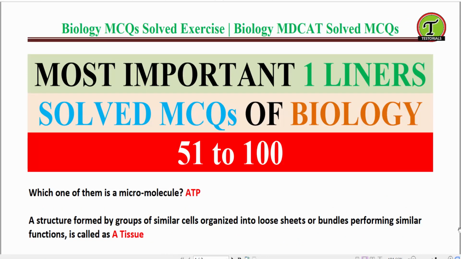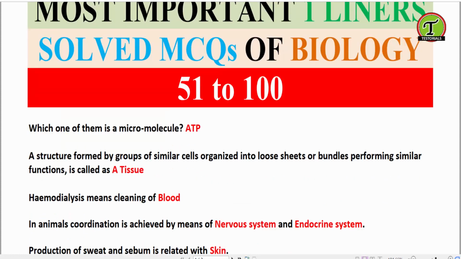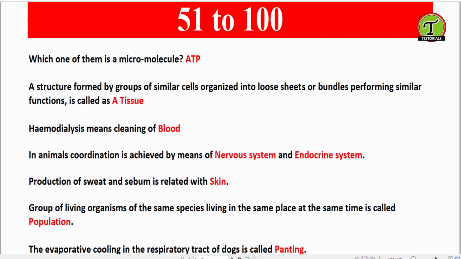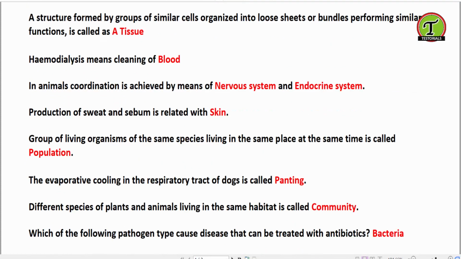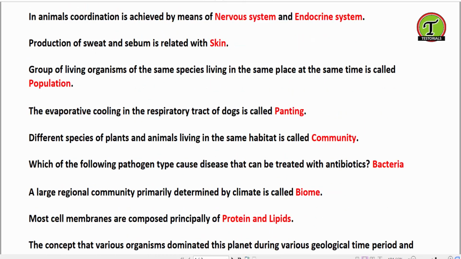Which one of them is a micromolecule? ATP. A structure formed by groups of similar cells, organized into loose sheets or bundles performing similar functions, is called a tissue. Hemodialysis means cleaning of blood in animals. Coordination is achieved by means of nervous system and endocrine system.